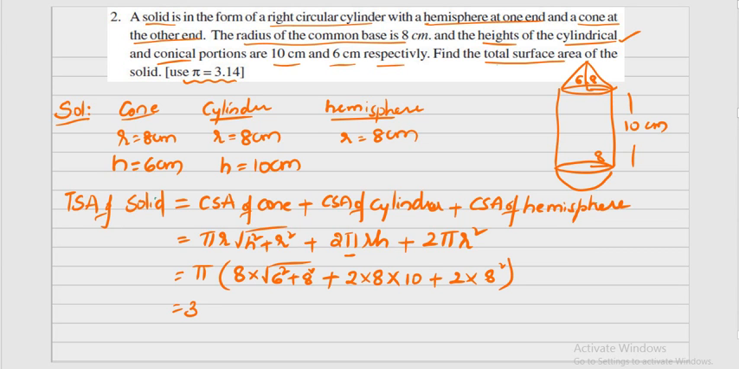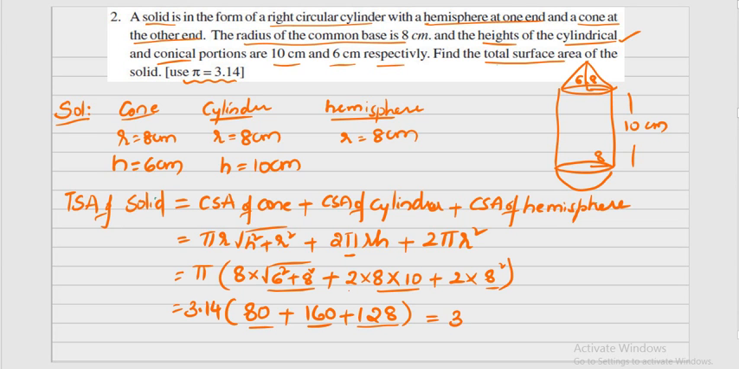Now directly substitute the value, so pi is equal to 3.14, square root of 6 square plus 8 square is nothing but 10 square, which gives 80, plus 2 into 8 into 10 is 160, plus 2 into 8 square is 2 into 64, which is 128. So what is this value? 80 plus 160 is 240, 240 plus 128 is 368.